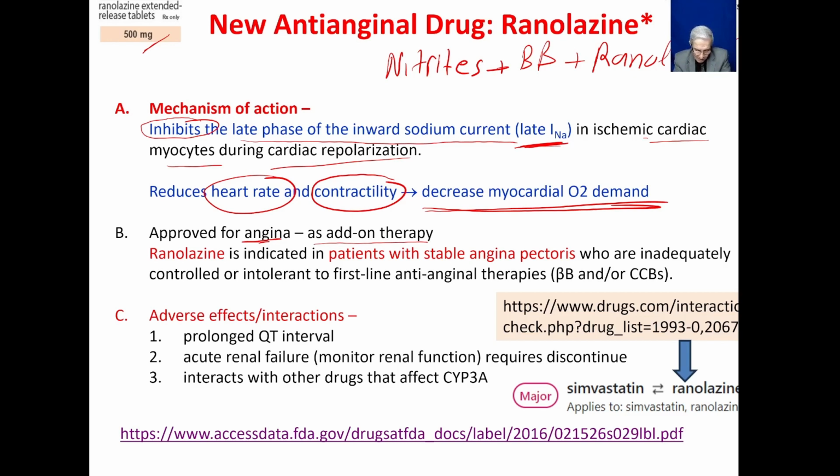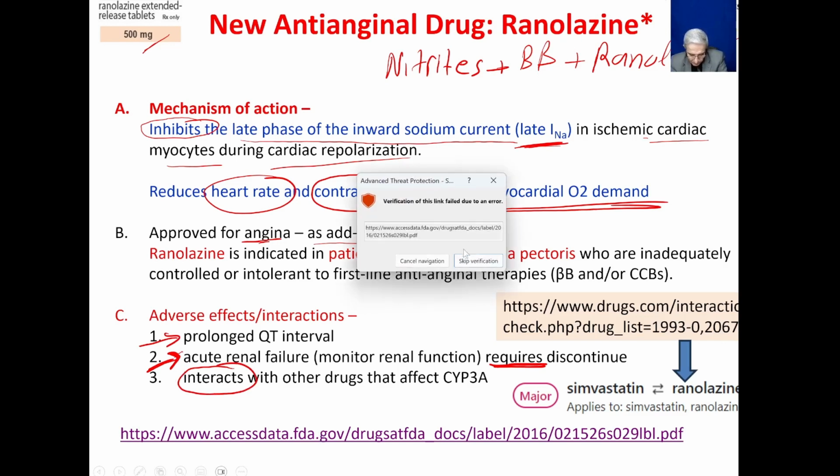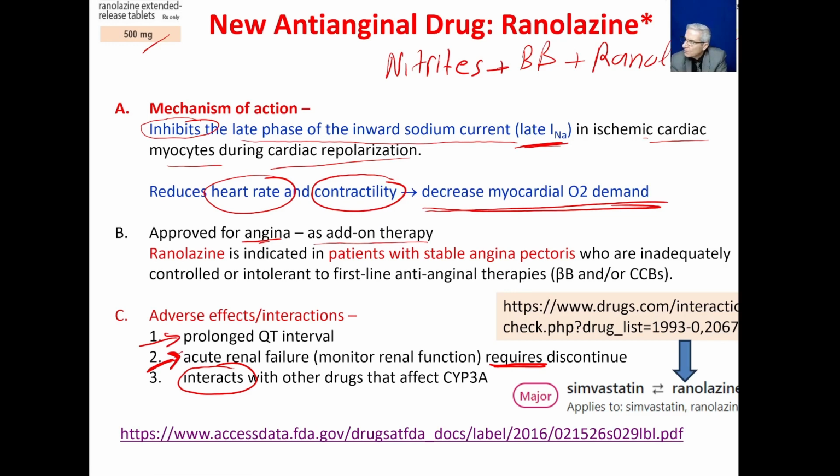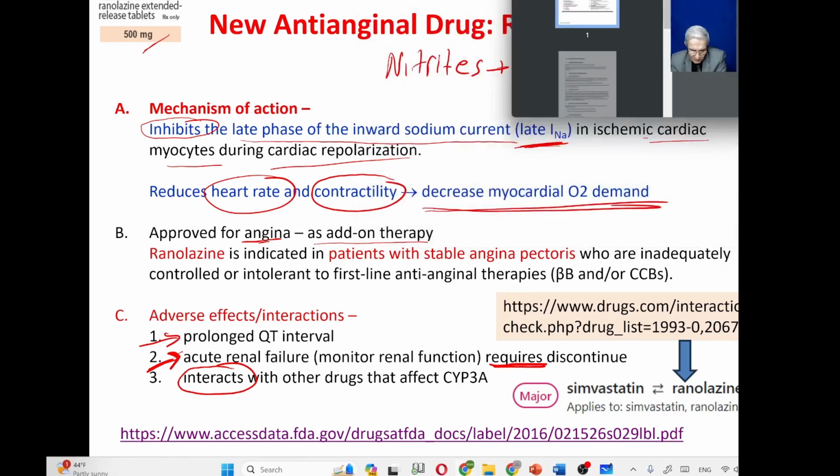But what about the side effects, for example? Ranolazine may increase or prolong the QT interval. Ranolazine is not recommended for patients suffering from acute renal failure. It's required to discontinue this medication. So if the patient suffers from acute renal failure, we don't recommend using it. And the last one, interaction. We have to be careful and read the information related to the interaction. If you click on the link here, it takes you to the prescribing information about Ranexa.